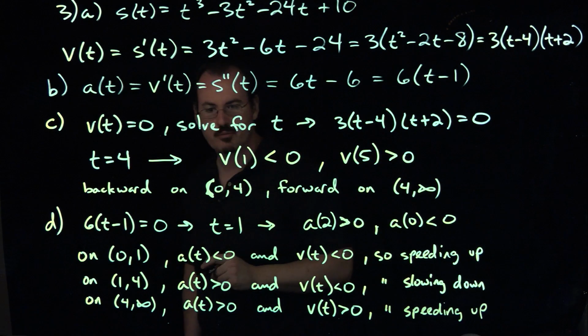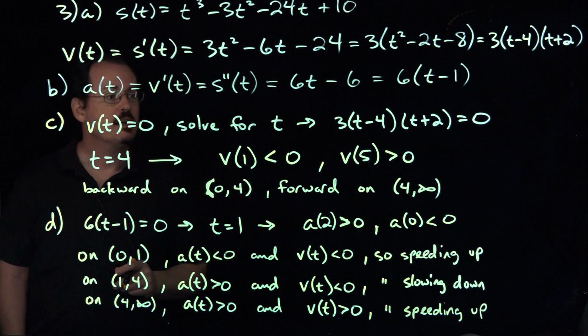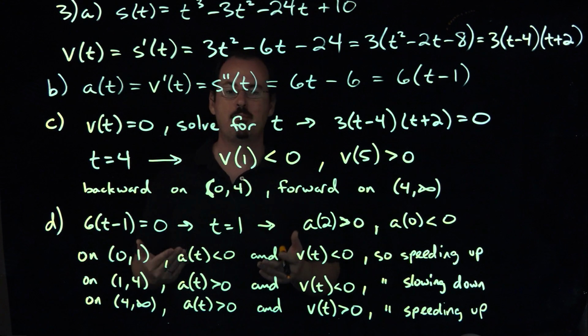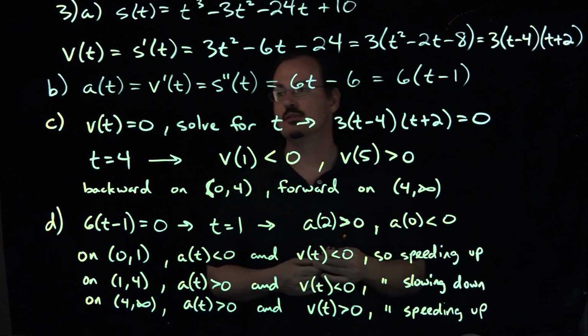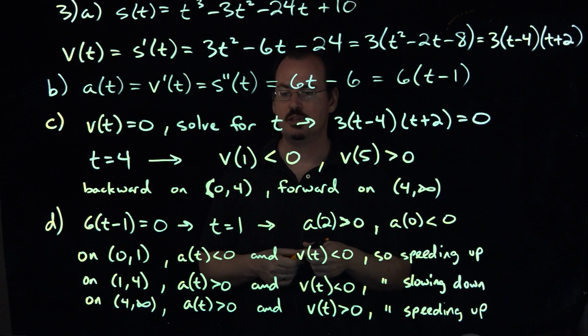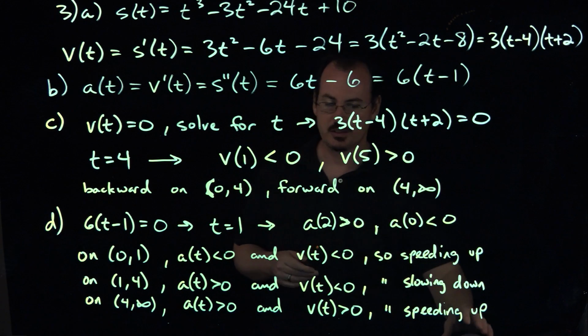So this is the way you want to approach this type of question. If you're asked to find the intervals where something is speeding up or slowing down, you have to decide what's happening with the signs of the acceleration and the velocity. If they're the same, then the car or whatever it is will be speeding up. If they're different signs, then the particle or whatever it is will be slowing down.